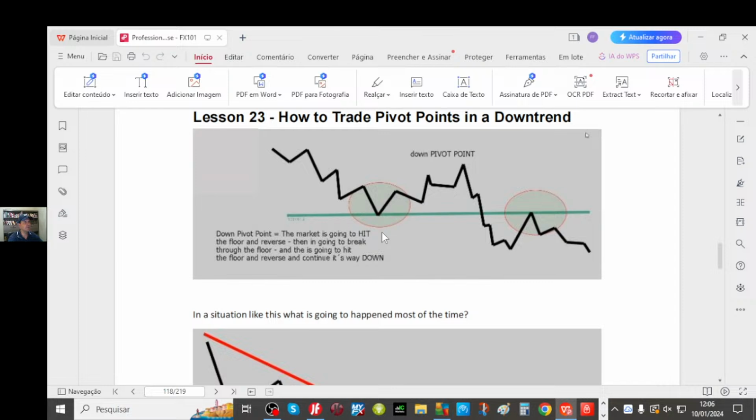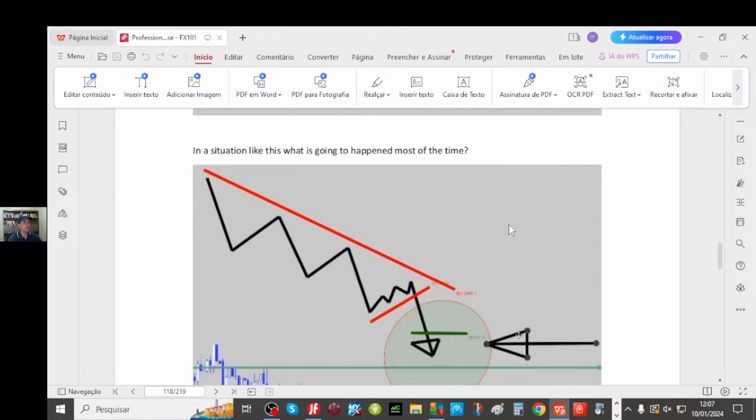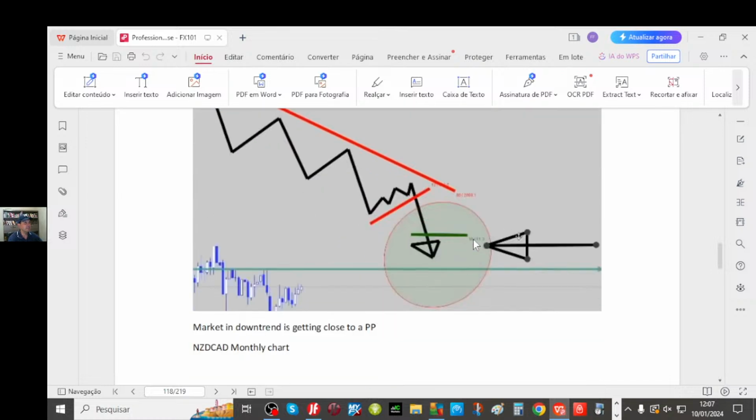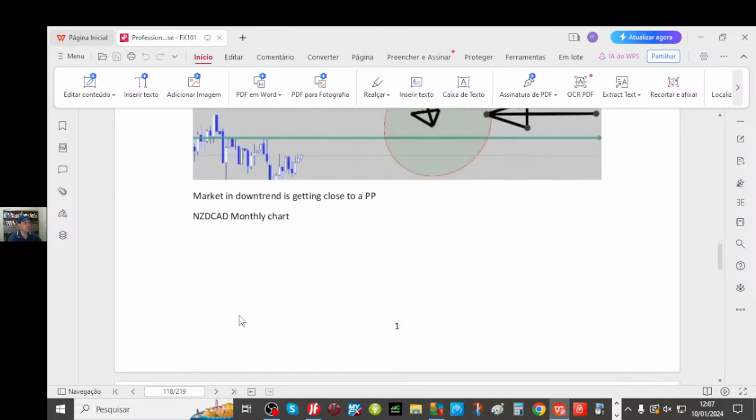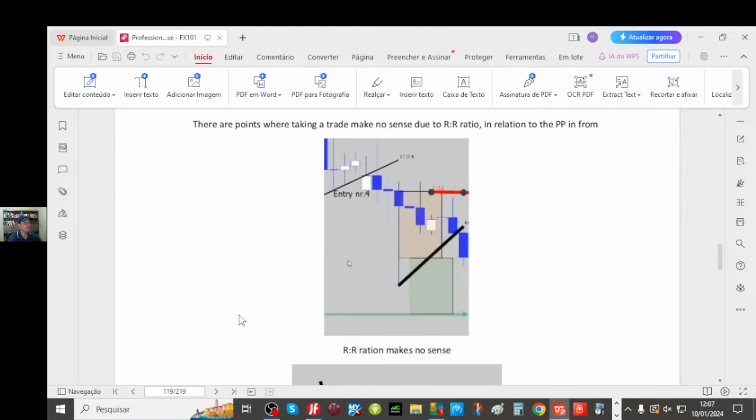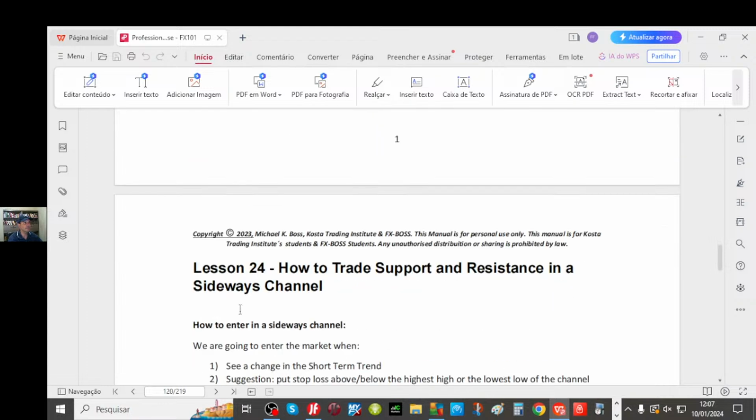So from the manual, how to trade pivot points in a downtrend: the market is going to hit the floor and react, and then it's going to break through the floor, and then it's going to hit the ceiling, right? The decade monthly chart was the example, and how to trade support and resistance.